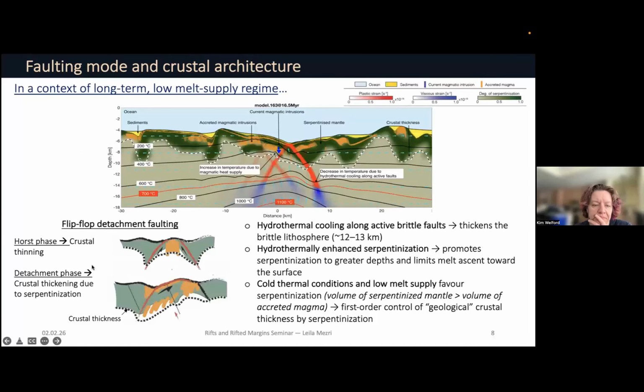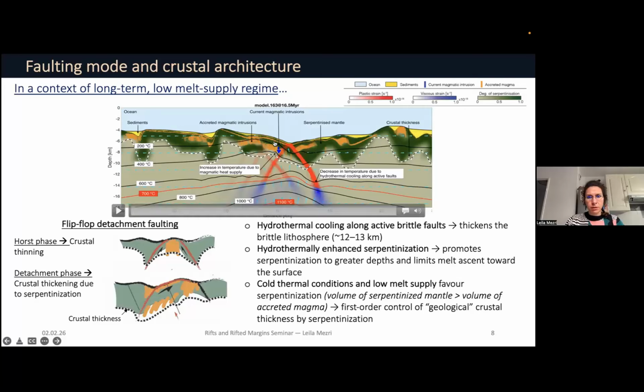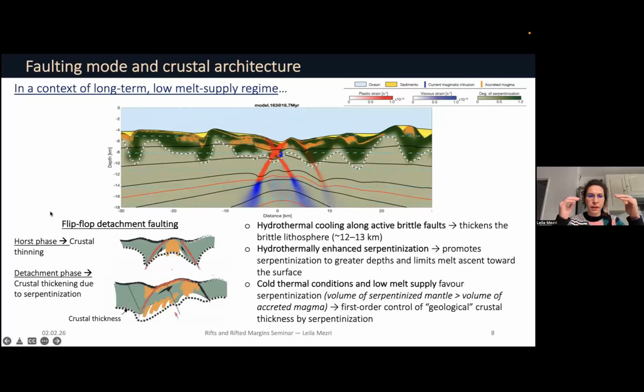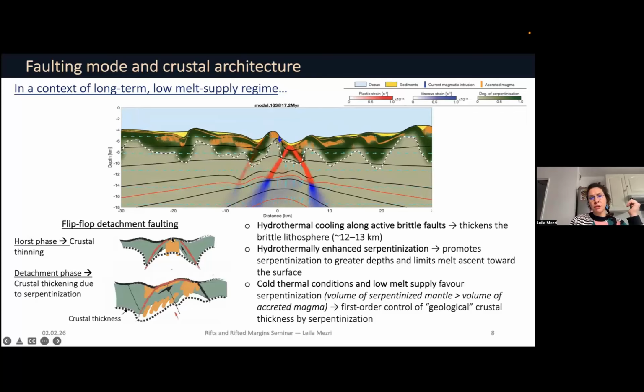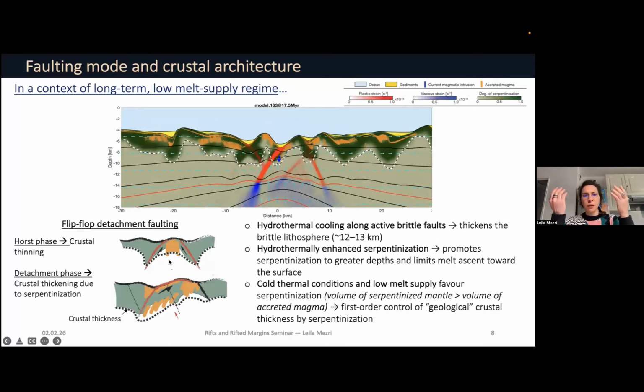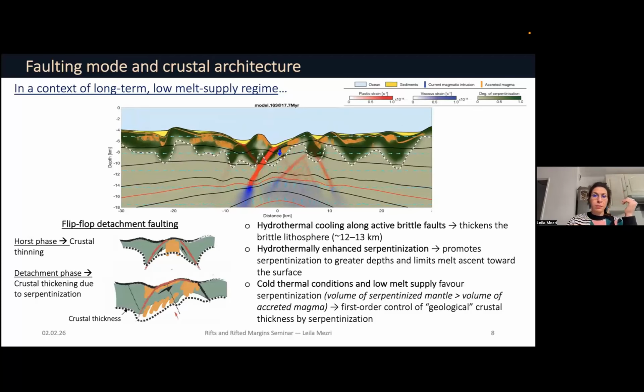Yeah, thank you. So we'll see the evolution of the model. This flip-flop occurs with a horst phase. We have conjugate normal faults that will connect at the surface, and then one of these faults will be the dominant one and form the new detachment phase. So that's the model evolution. What will happen is that during the horst phase, because the extent in depth of serpentinization is limited at the center of the horst, that will allow the magma to accrete at shallower level.